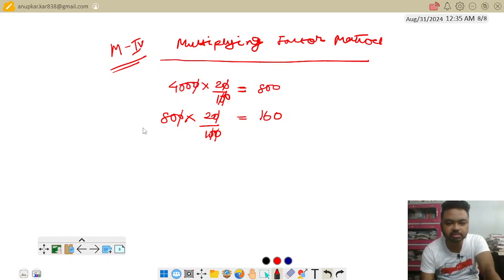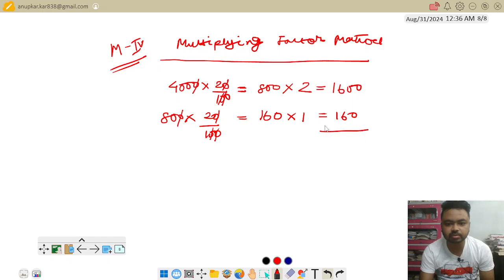So we are doing this method 2 times. Why? Because time is 2 years. We will then multiply with multiplying factor 2, multiplying factor 1. Why we are multiplying with 2 and why with 1, I am explaining later. First of all, let's calculate the value. So it will come out to be 1600 and it will be 160. If we add both of them, again we will be getting 1760 rupees, which is my compound interest.